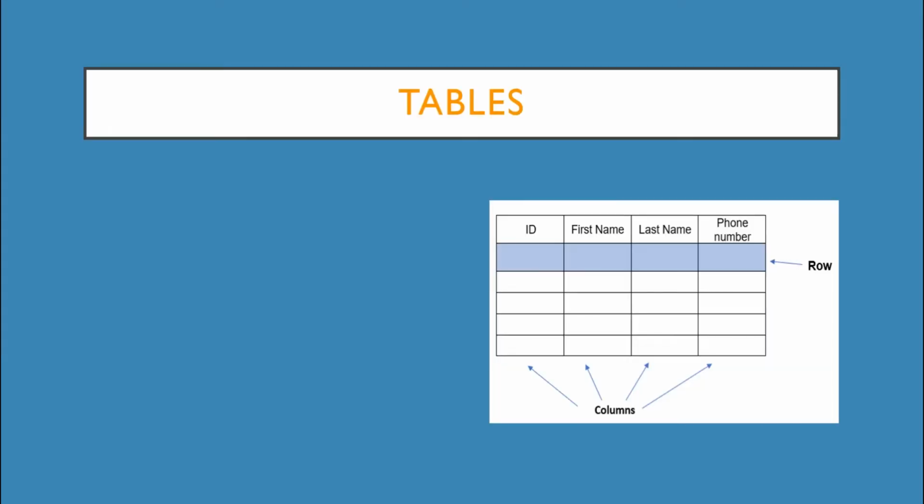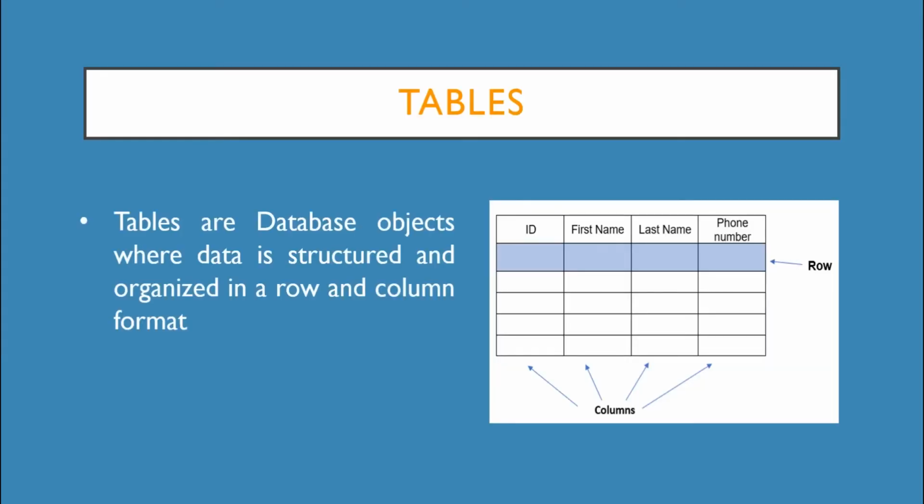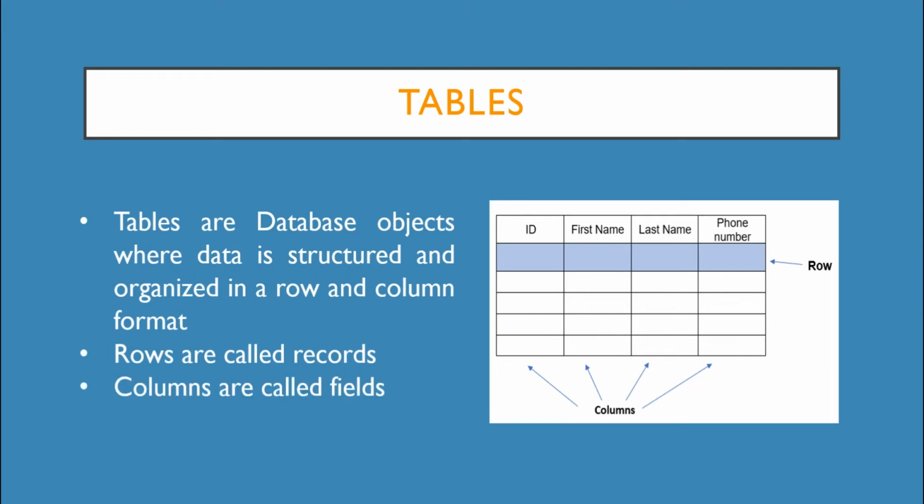So what are tables? Tables are database objects where data is structured and organized in a row and column format. As you can see here, the horizontal line in blue represents a row, which is also called a record. And columns are called fields, or the vertical lines. So we have ID, first name, last name, and phone number. These are called columns or also fields.